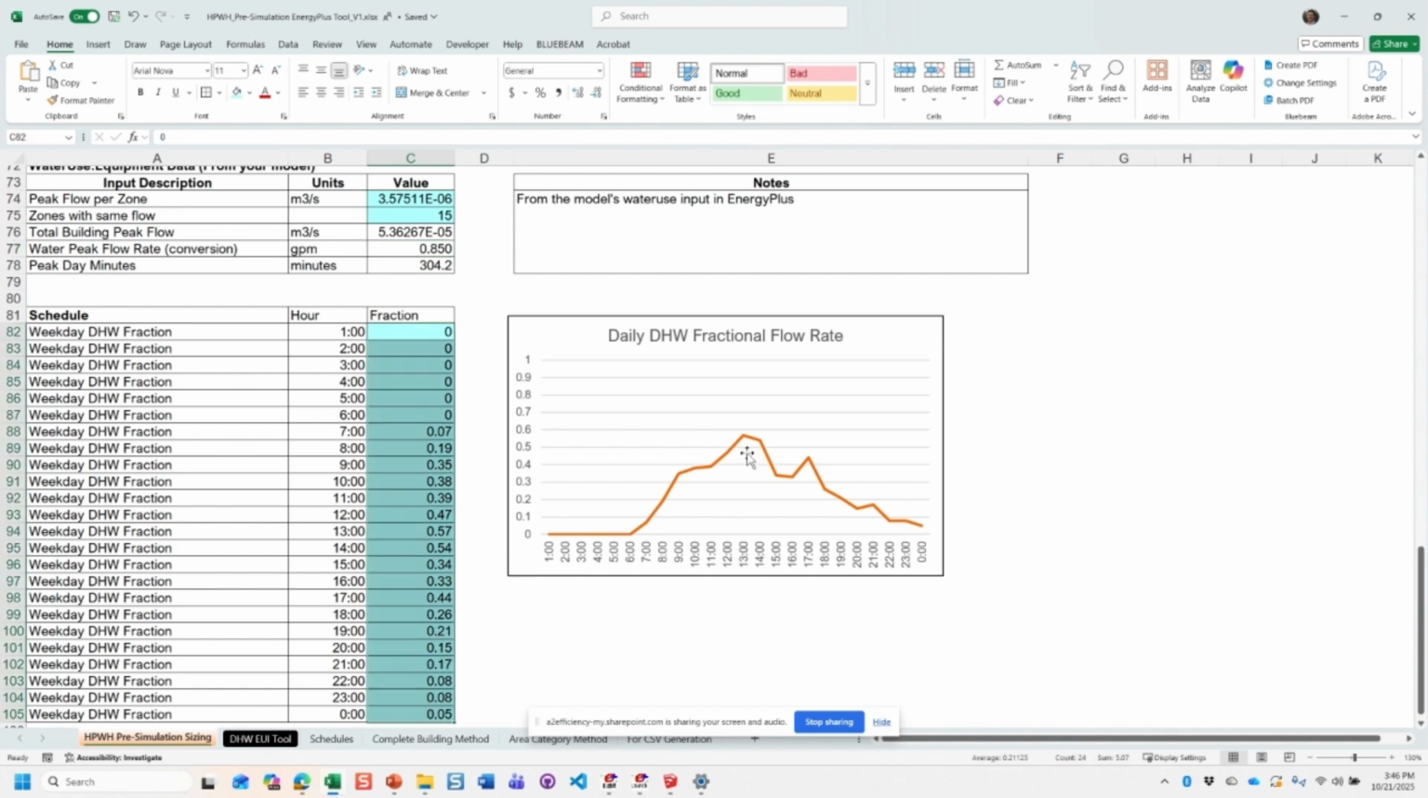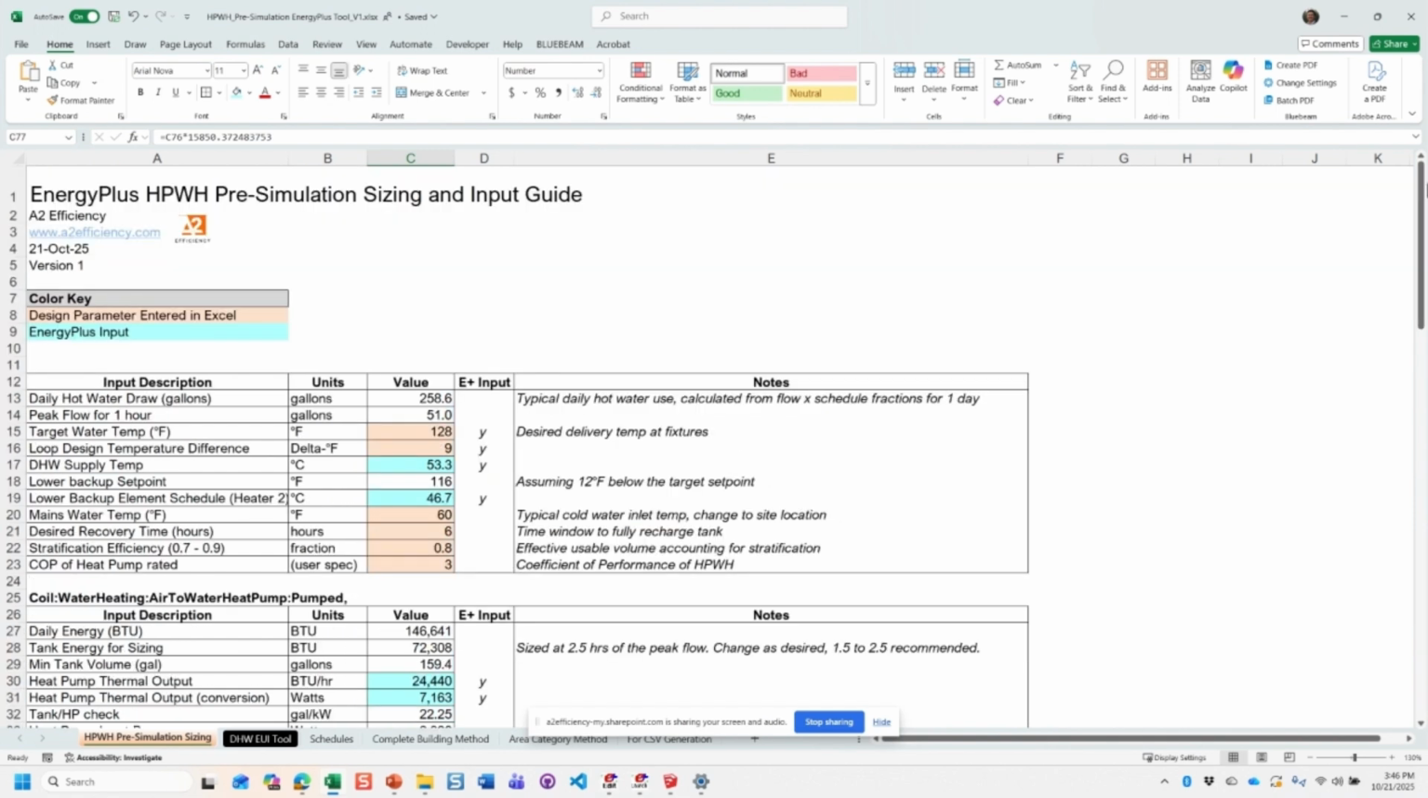You can see it here. And I'm just adding it up. So this many minutes. And so if we know this many minutes times this flow rate, we could figure out how much hot water do they need in a day. And that kind of takes us to the top, the daily hot water draw. They need this many gallons, 258.6 gallons.